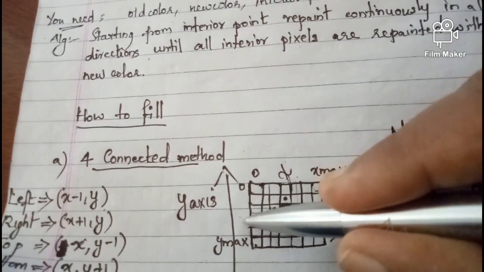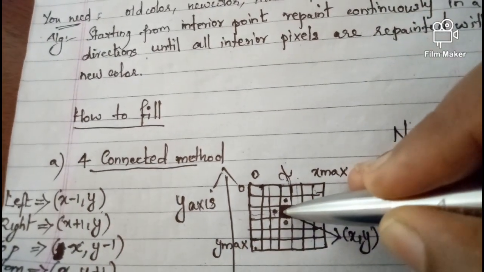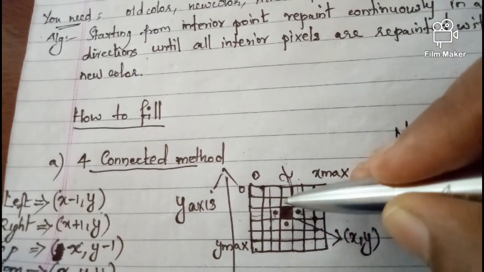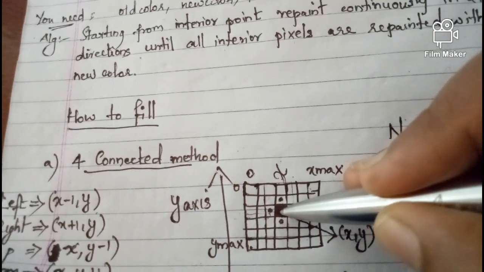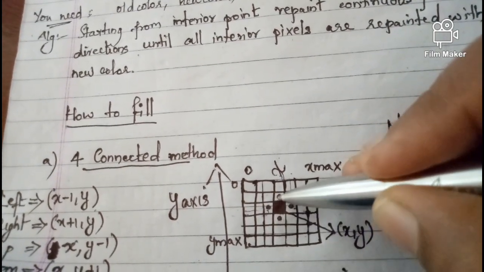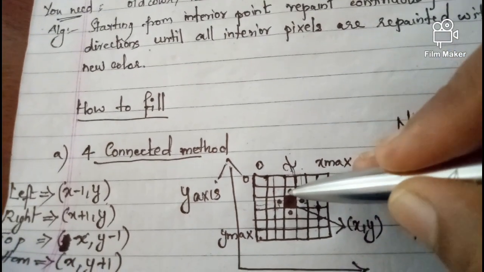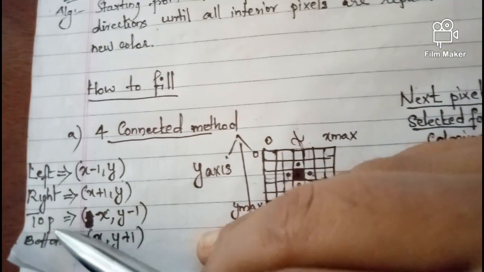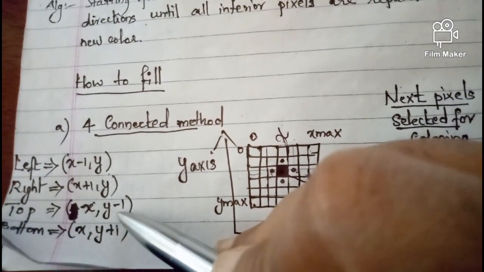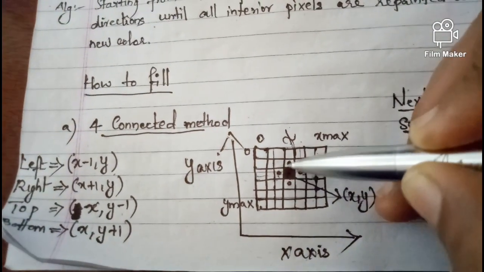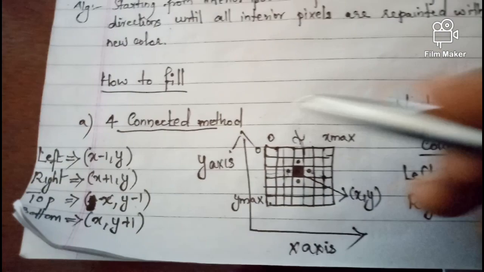0, 1, 2, 3, y increases in the downwards fashion. And if this is the yth row, then the previous row will be represented as y minus 1. This is the x column and the column does not change. This is also having the same column. So the top pixel can be represented as the same column but the previous row. So it can be represented as x comma y minus 1.